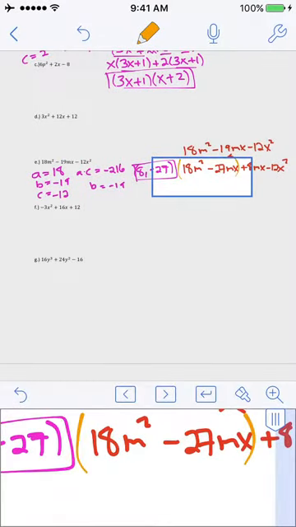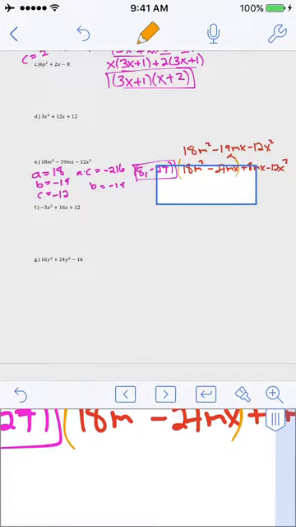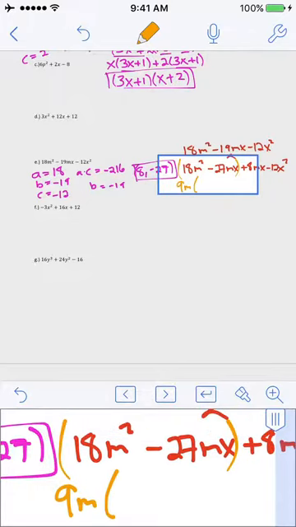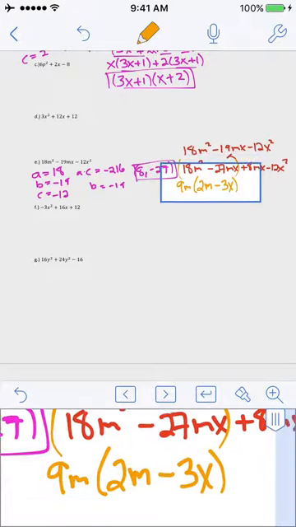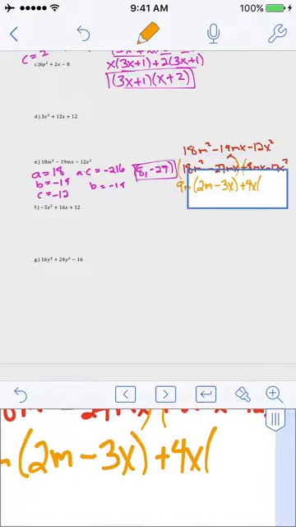Same thing as before. Start with this guy. 18 and 27, they both have a 3 in common. They both have a 9 in common. Looks like 9 is the biggest. So we'll do 9, and they both also have an m in common. I'm left over with 2m minus 3x. Cool. Here, 8 and 12 have a 4 in common and an x in common. And what's left over is a 2m minus 3x.